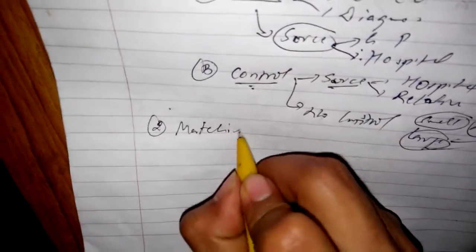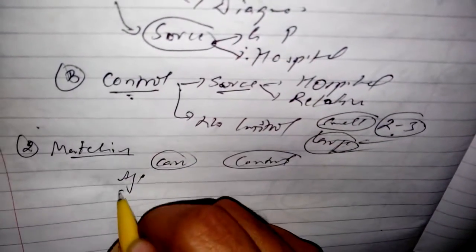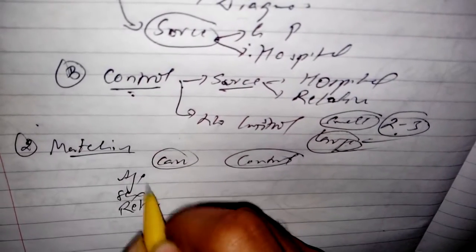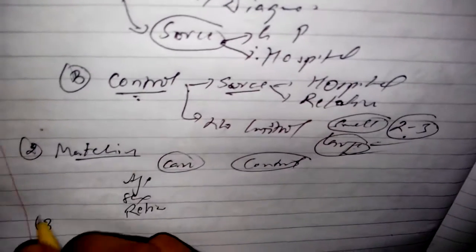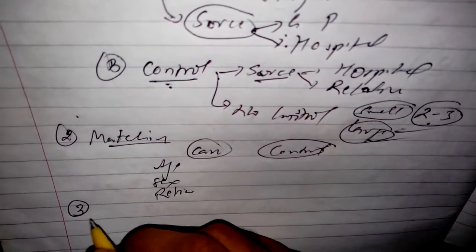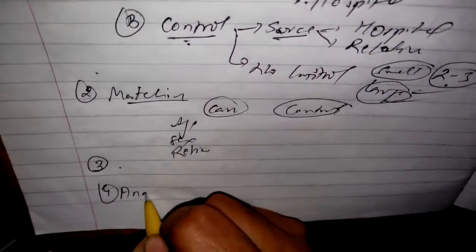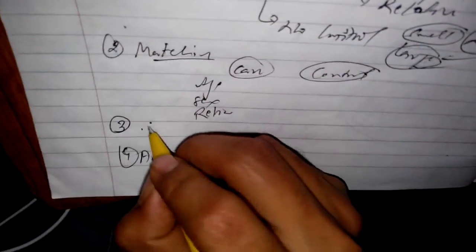After selection of case and control, next is matching. Matching means that we match the cases and controls according to age, sex or religion, like this. After matching, fourth is analysis. But before analysis we have to gather some information, collecting information from them.